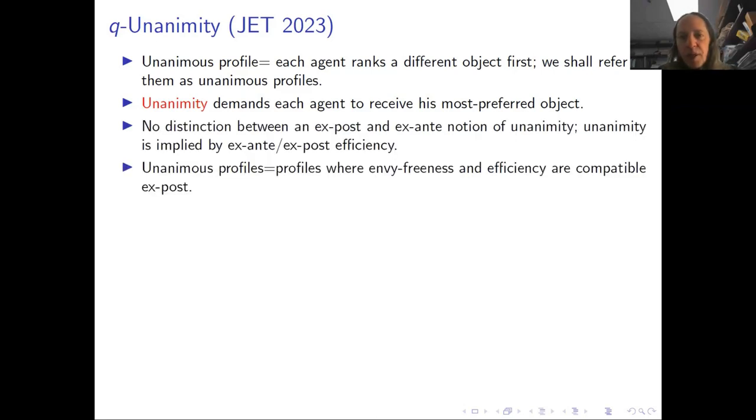Then when you have unanimity, there's no distinction between ex post and ex ante, right? Because there's only one assignment. And these are also the profiles where envy-freeness and efficiency are compatible, because everybody gets his first object, so I will not envy anybody else. But those are the only ones, right?